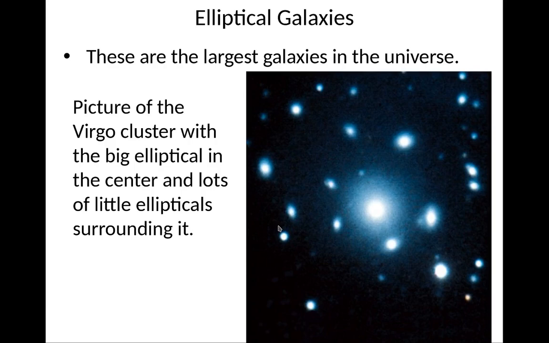The other kind of galaxy are called elliptical galaxies, and these are generally the largest galaxies in the universe. So here's a picture of the Virgo cluster, which is a collection of large galaxies. There's a big elliptical in the center and lots of little ellipticals around. Each one of these little ellipticals is far larger than our Milky Way, and the big elliptical is many, many times larger than our Milky Way.